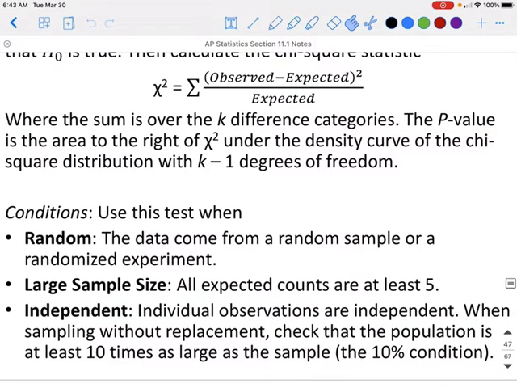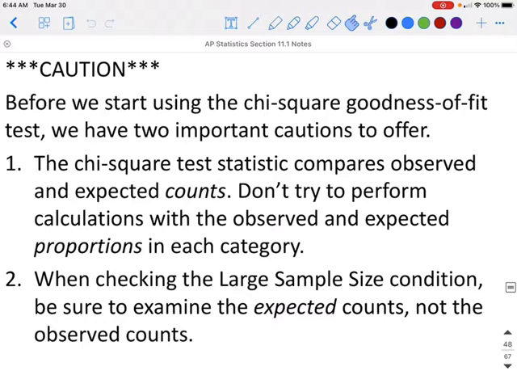The conditions we need to check now are a little bit different. We're still going to check random: the data comes from a random sample or a randomized experiment. But instead of normal, we are now checking large sample size, so all expected counts are at least 5. We still need to check the independent condition, so individual observations are independent. And when the sample is done without replacement, you need to check that the population is at least 10 times as large as the sample, or check the 10% condition.